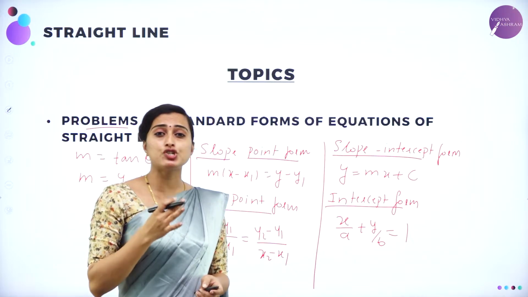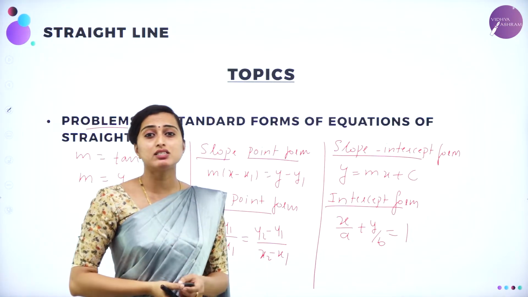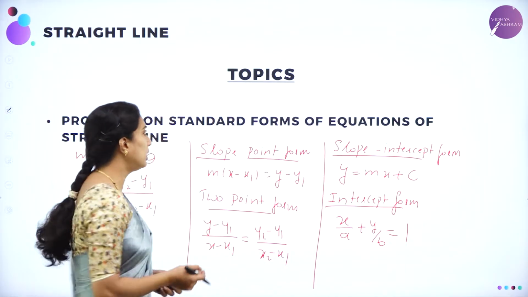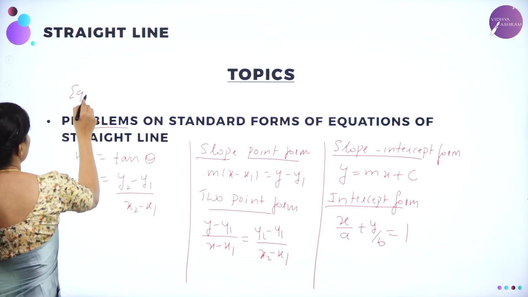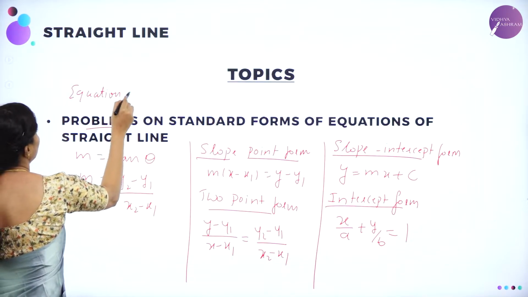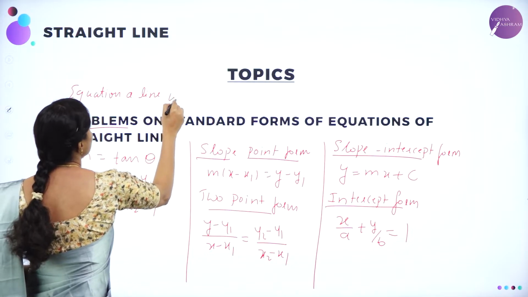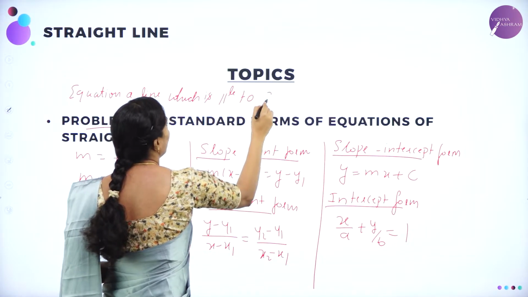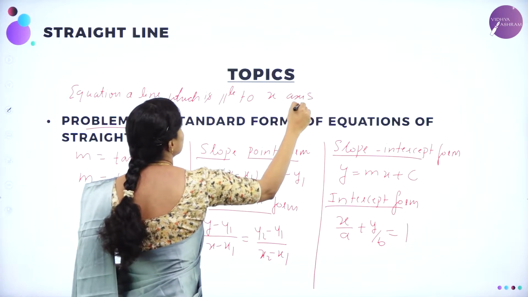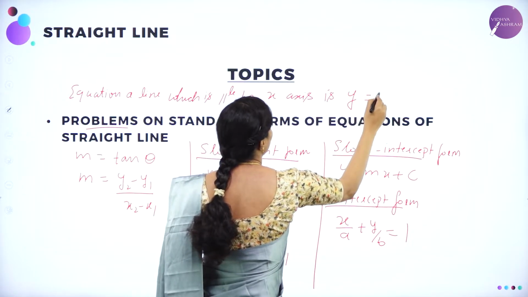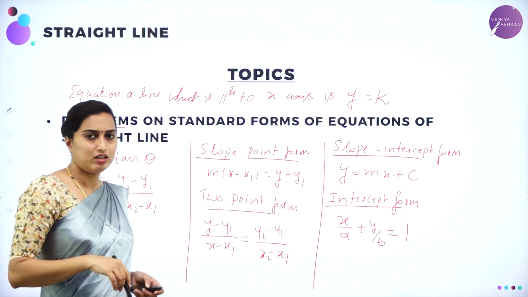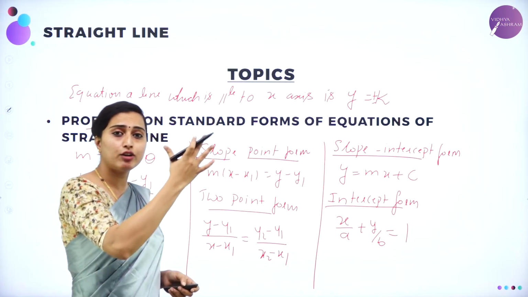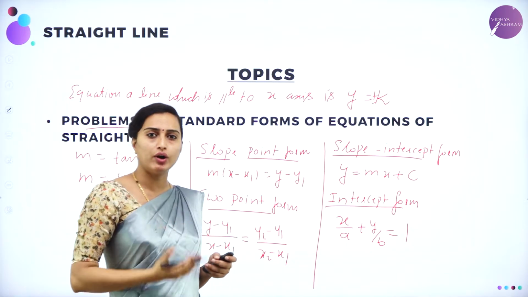Equation of a line which is parallel to the x-axis is given by y is equal to k or y is equal to a. So equation of a line which is parallel to the x-axis is y is equal to k or a or b. If it is plus or minus k, you can write it as y, because plus k is right side of the origin, minus k left side of the origin.